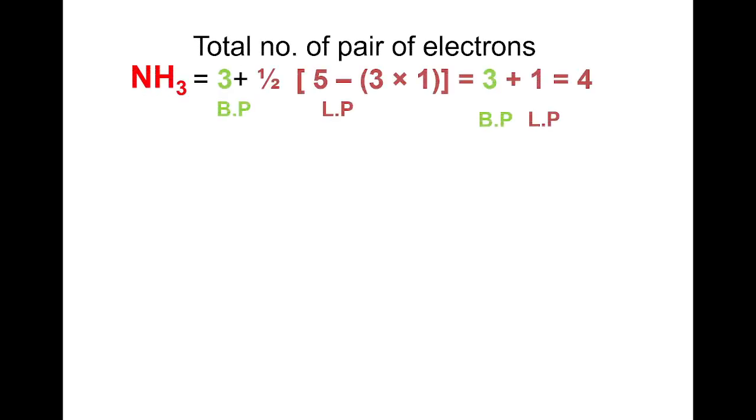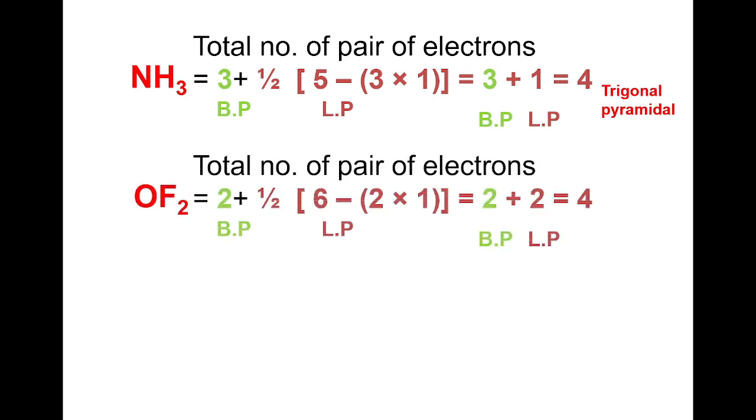Similarly, let's see other examples. In the case of ammonia, the number of bond pairs is 3. Nitrogen is the central atom, so the outermost electrons of nitrogen is 5, minus 3, the number of surrounding atoms, into 1, the valency of hydrogen. So we get 3 bond pairs and 1 lone pair. So the shape of ammonia will be pyramidal, trigonal pyramidal.